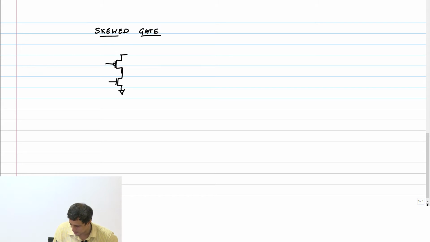Let me now draw the symmetric static CMOS gate 1, 2. Now let us say I want to favor the rising edge, or no, let me take the other case first. Let's just say I want to favor the falling edge, and therefore I am going to call that a low skew inverter.